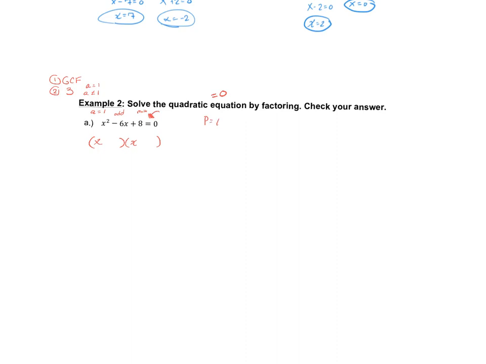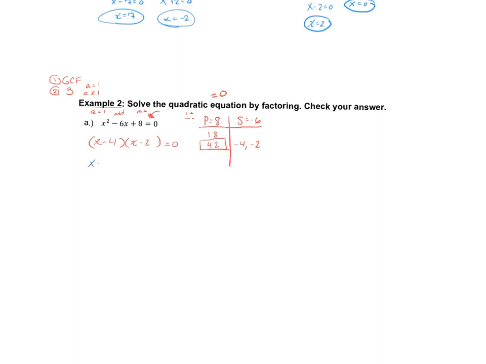Well, I could do my product sum table if I want. So to multiply to 8, I have 1 and 8, and 4 and 2. And this is the one that adds to 6, but I have to focus on the negative. So to multiply to positive 8, it was either a positive times a positive or a negative times a negative. So I know that both of these have to be negative to sum to negative 6. So negative 4 and negative 2, I put in my equals 0.